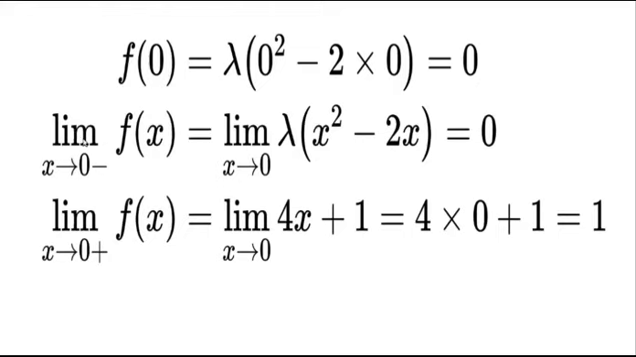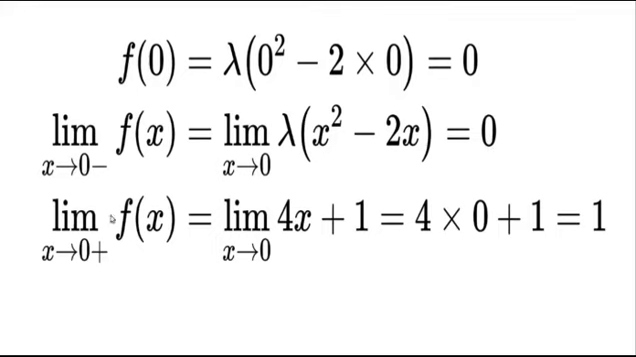Now, left hand limit at x equal to 0. That is limit f of x, x tends to 0 minus. That is equal to limit x tends to 0, lambda into x square minus 2x. Now, if you put x equal to 0, we get lambda into 0, that is also 0. Therefore, left hand limit at 0 is 0.